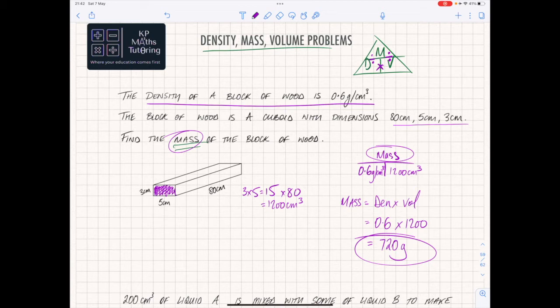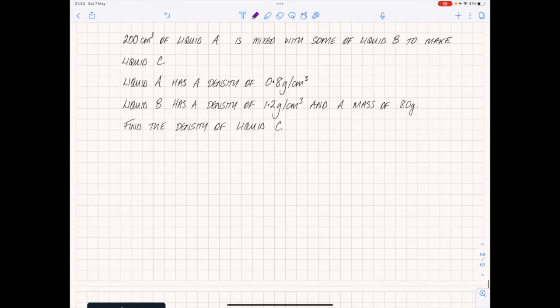If you're not given the volume, make sure you find it by using those dimensions. Be careful depending on what shape it is. It could be a cylinder, for example. If you're given the shape of a cylinder, you need to make sure you understand how to find the volume of a cylinder. If you're not 100% sure, go back to one of the videos I've done about volume of shapes.